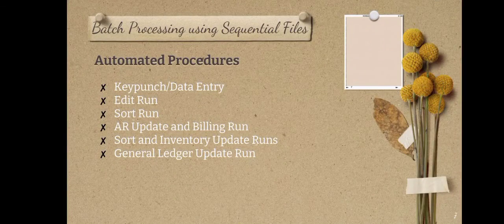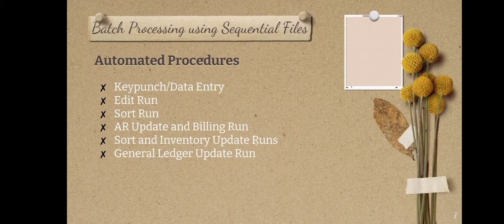In the automated procedures, it begins with the key punch or the data entry. This involves the usage of a computer. Data entry is the inputting of data or information into a computer using input devices, followed by the edit run, where the edit program is the first run in the batch process. Under the sort run, it is the physical arranging of the sales order transaction file sequentially by account number.